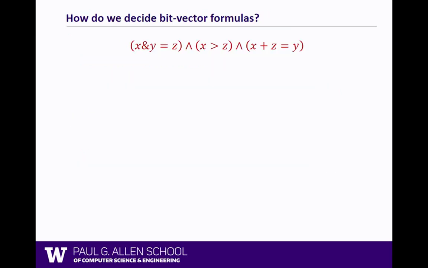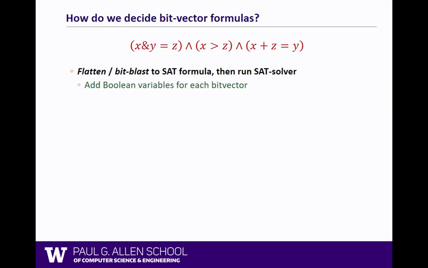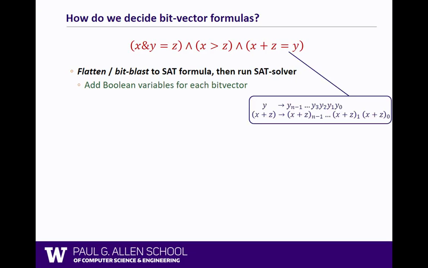Okay, so let's go back to our problem of how do we decide a bit vector formula. The typical way that we do this in practice is to do what's known as flattening or bit blasting to an equisatisfiable SAT formula, and then run a SAT solver to figure it out. How is this done? It's done in two main steps. The first step is to add Boolean variables that capture each bit of each bit vector that appears in the formula. And after you've done that, you add constraints that capture the semantics of the different operations that you're doing on these bit vectors.